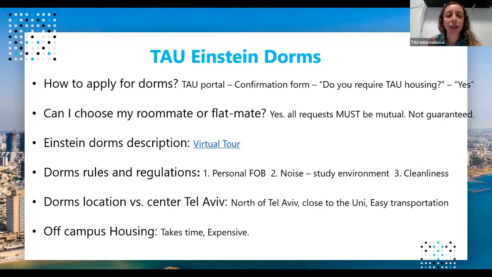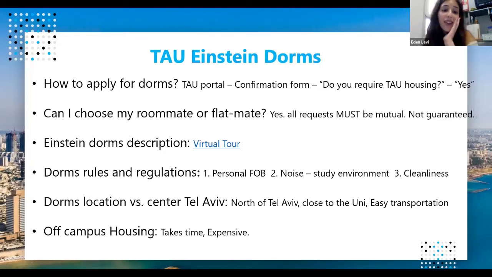So I see there are a few questions regarding the dorms, so I will let Eden answer them for a minute. Okay, so will you be able to get to know your roommates beforehand? No, only on the day of your arrival. Are we required to stay in the dorm for a whole year, or can we move to an apartment anytime?